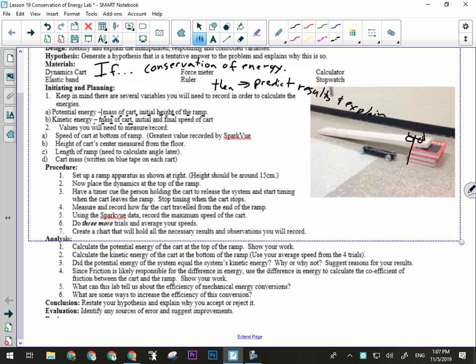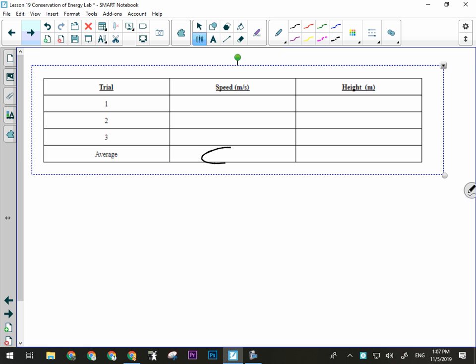Now, for your analysis, the first question just wants you to calculate the potential energy of the cart at the top of the ramp. Show me that calculation. Okay, show your work. Calculate the kinetic energy at the bottom of the ramp using your average speed. Okay, so remember, you're going to be using whatever value you have in here. Okay, your average speed for that.